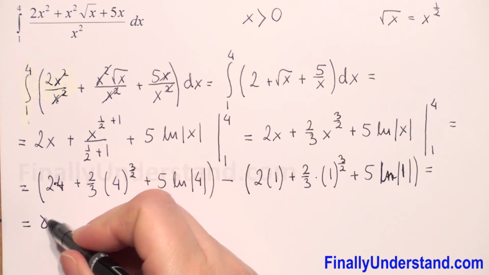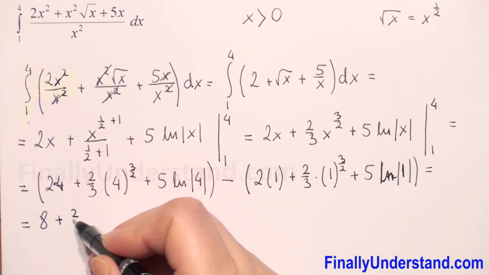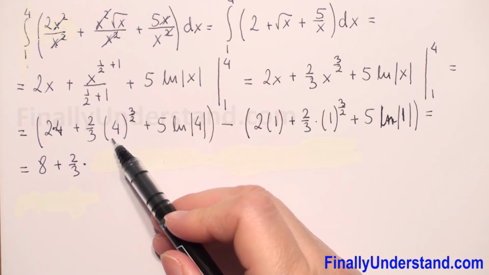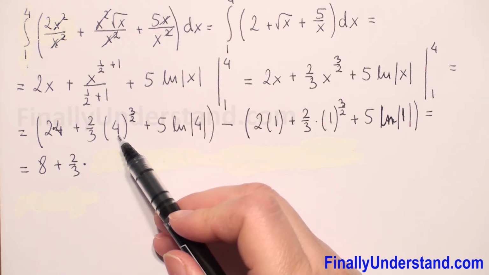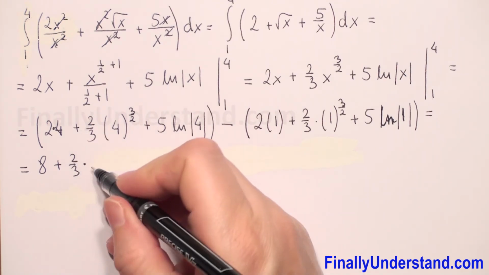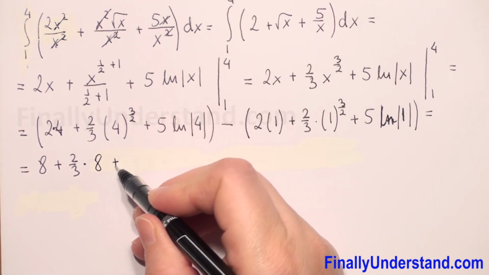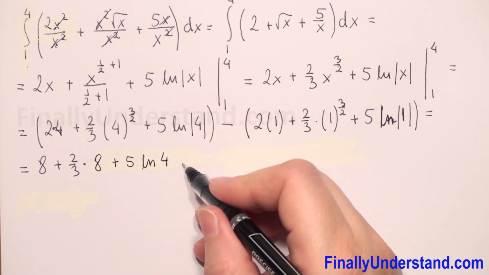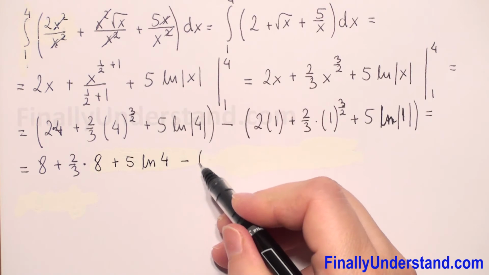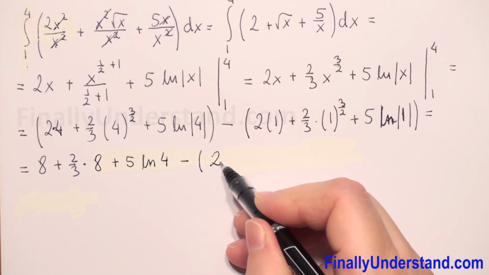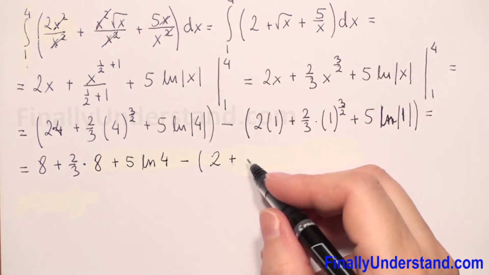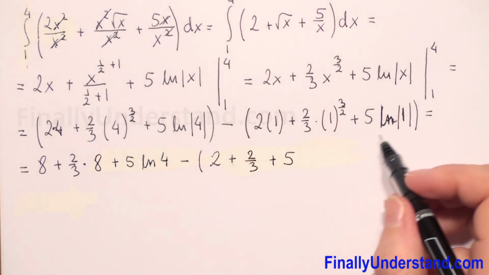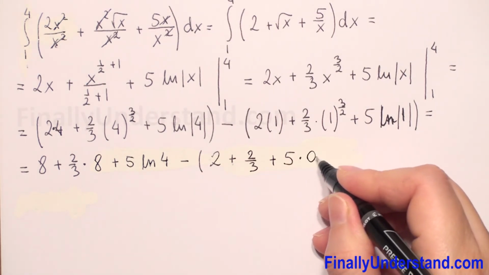2 times 4 is 8, plus 2 over 3, and we have 4 to power 3 over 2, so it is the square root of 4 to the third power, which is 64, the square root of 64 is 8, and we have plus 5 times natural logarithm of 4, because absolute value of 4 is 4, minus, and we have in parentheses 2 times 1 is 2 plus 2 over 3 times 1 is 2 over 3 plus 5 times natural logarithm of 1 is 0, times 0.